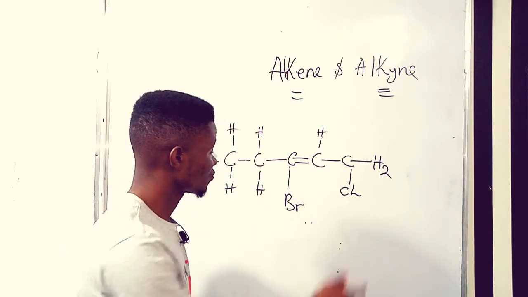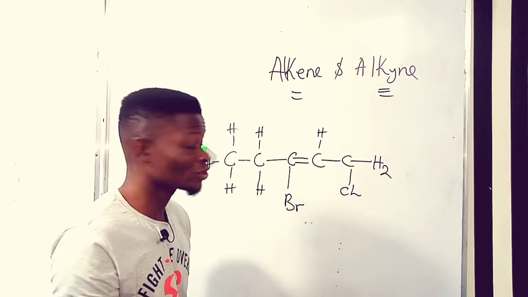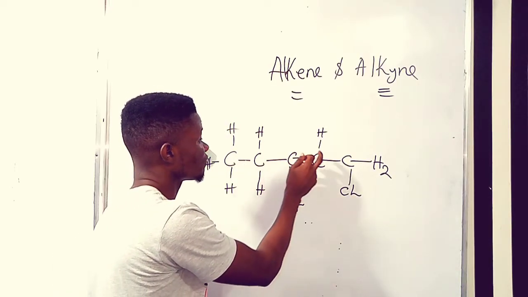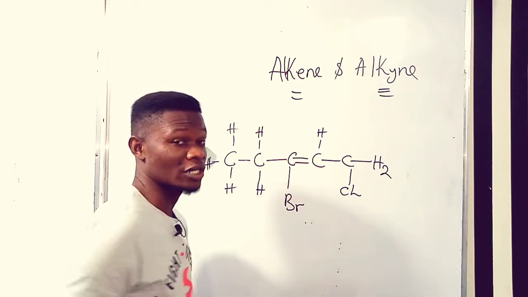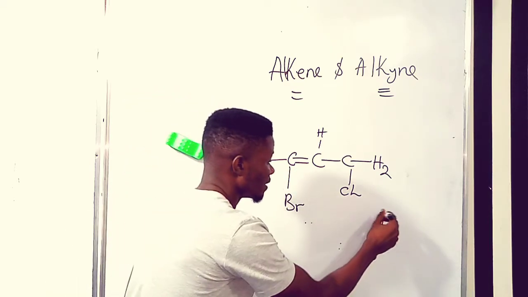Counting from here, first we count what compound we are looking at. This is 1, 2, 3, 4, 5. So we are looking at what? Pentene. Since we have a double bond, we are looking at pentene.